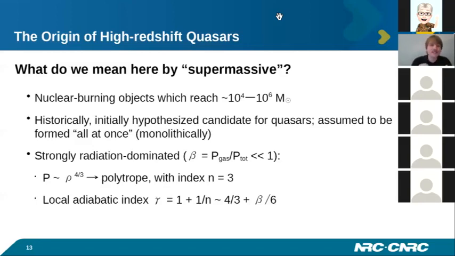And this means that the star, in an idealized sense, if you allowed it to thermally relax, would look very much like a polytrope of index 3. Or another way of putting it, the local adiabatic index would be 4/3, plus a very, very small perturbation, which depends on the gas pressure.